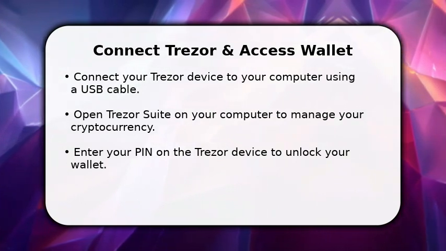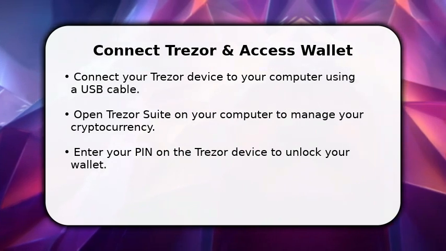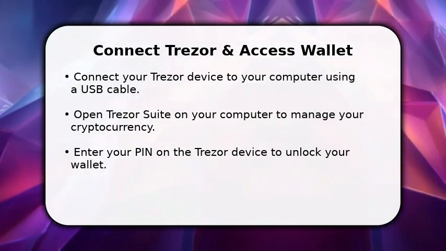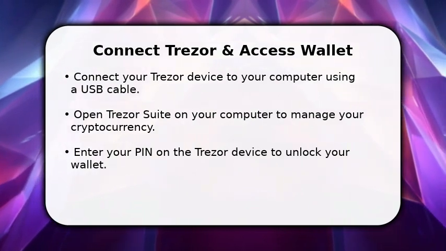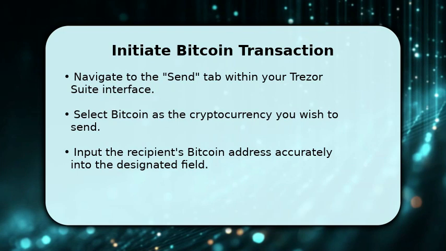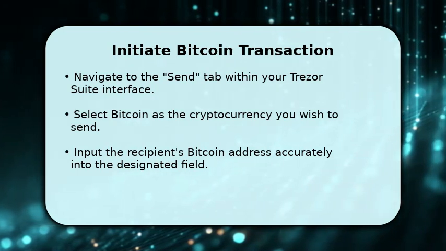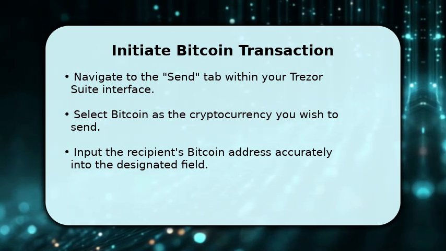You will then be prompted to enter your PIN directly on your Trezor device. This step ensures the security of your funds and grants you access to your Bitcoin wallet. Once unlocked, you can proceed with your transaction. Now that your wallet is accessible, navigate to the Send tab within the Trezor Suite application. This is where you'll initiate your Bitcoin transfer.